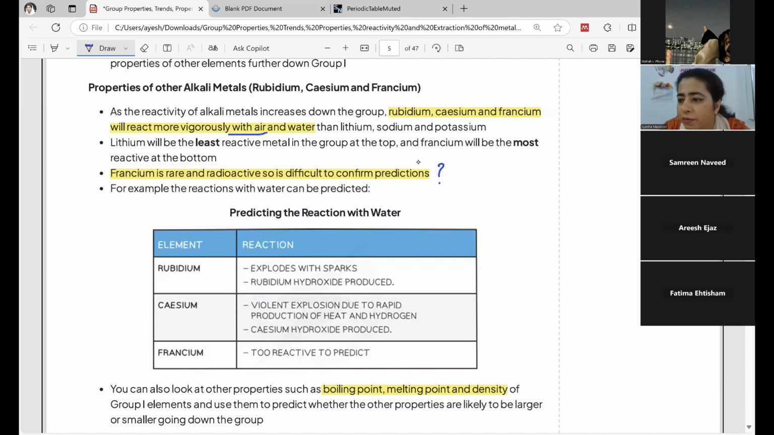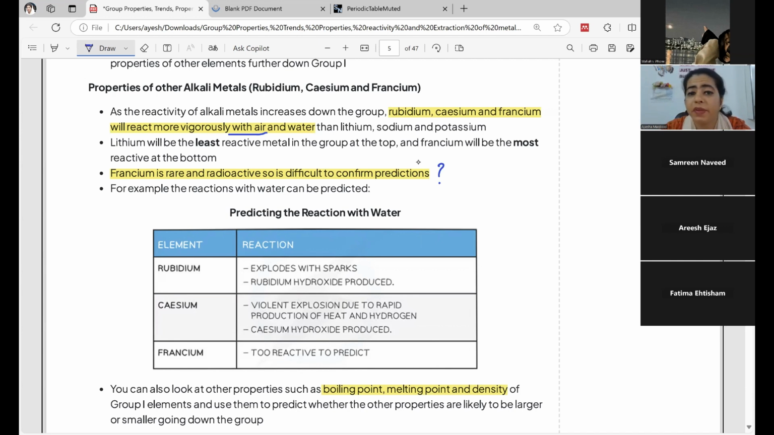Yes, Wafia, your question? Miss, I wanted to tell why it's hard to check the reaction with francium. Sure, you can tell. So, Miss, actually, when you put francium outside, it's going to react with air. So it just causes it to mix with the air, which makes it hard to check its properties and all that. Right.